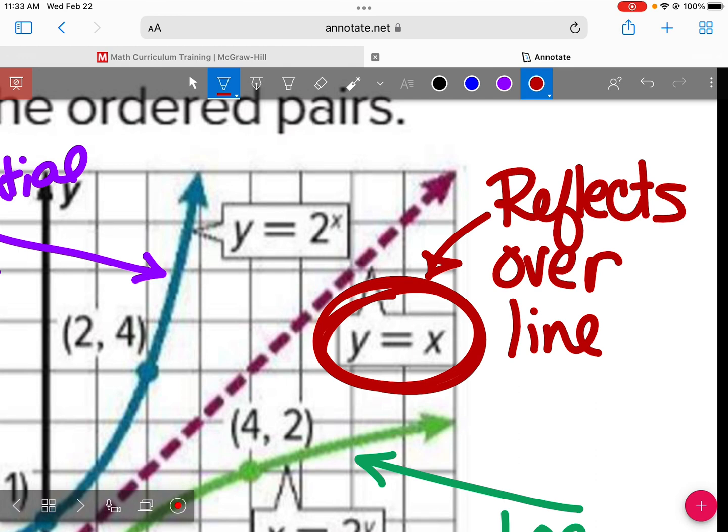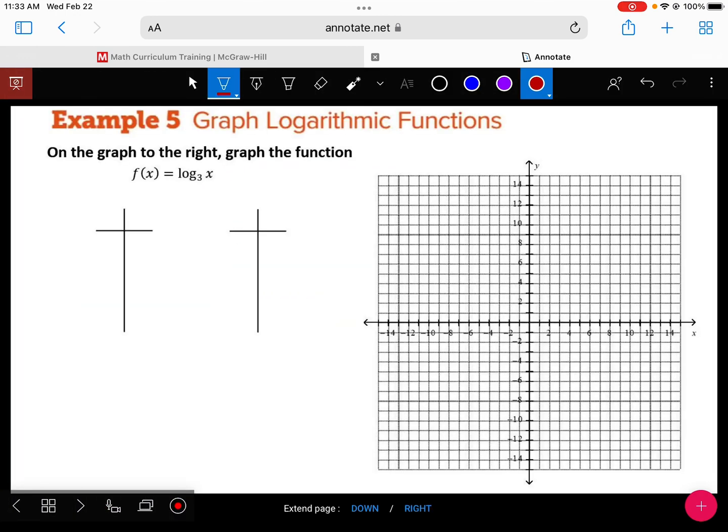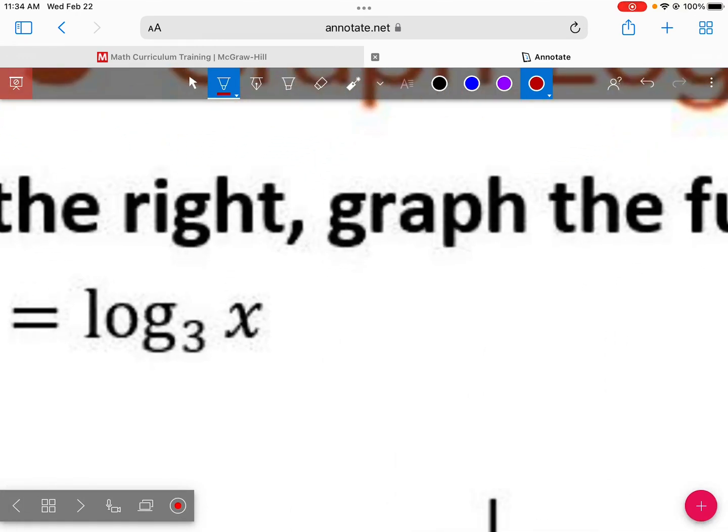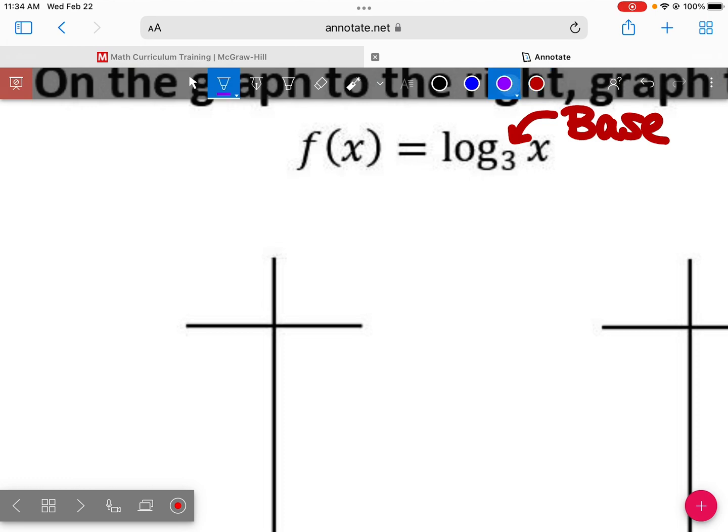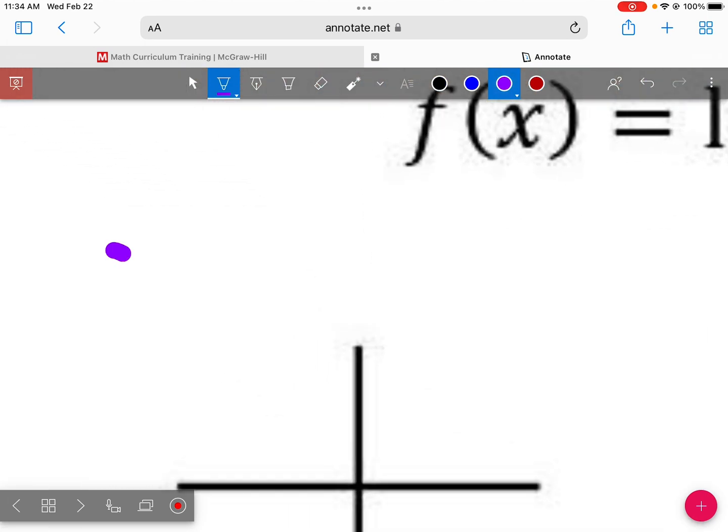All right. We are going to make our own log table now, because we are going to learn how to graph logs. So looking at this, if I have my exponential table, what do I do to get the log table? Flip it. All right. Let's try it. What is the base on this log? 3. So I'm going to do an exponential table over here.